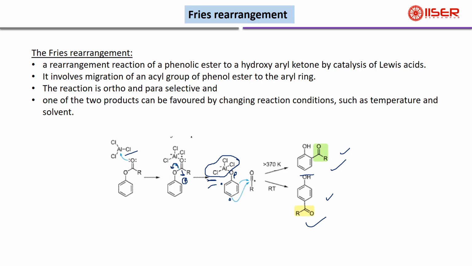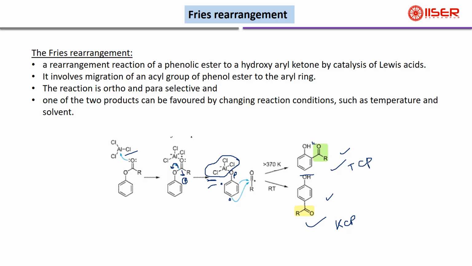If you give a high temperature, then instead of the kinetic product, it will give the thermodynamically stable product, because this product has stability from the hydrogen bonding. The ortho product is more stable than the para product according to thermodynamics. But because of the steric hindrance, the para product will form faster than the ortho product. So this is called kinetically controlled product, and this is called thermodynamically controlled product.